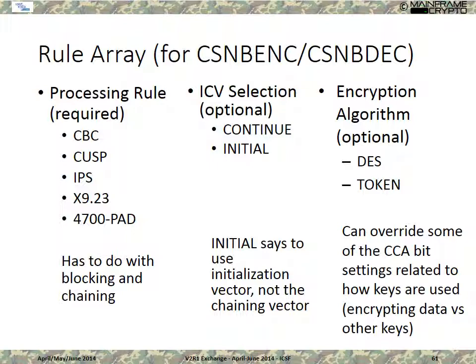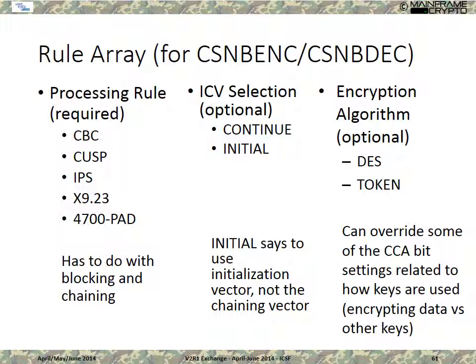The second parameter is optional. The default is initial. It tells ICSF, hey, when you invoke this API, this is a continuation. We're looping through some data, and I want to pass an initialization vector from a previous operation. In that case, you'd specify continue here. If you specify initial, then it will use that initialization vector that you pass to the API.